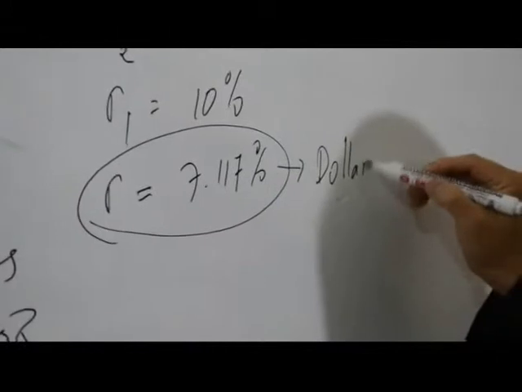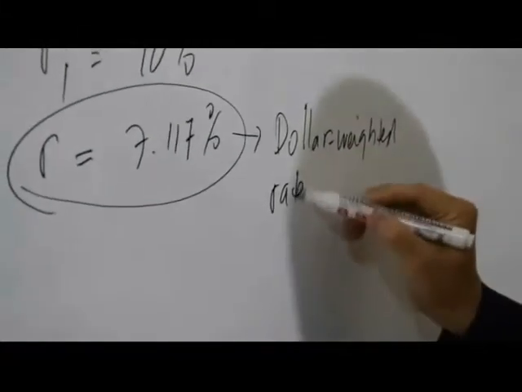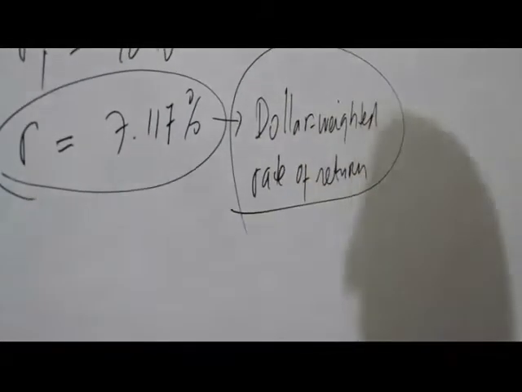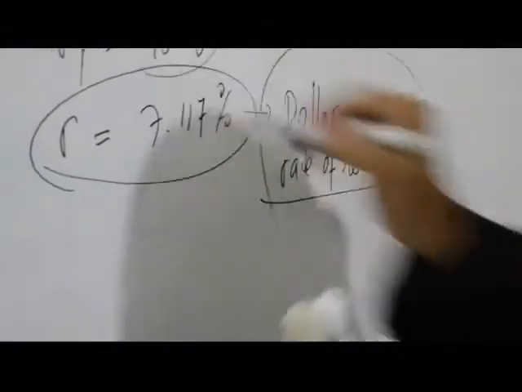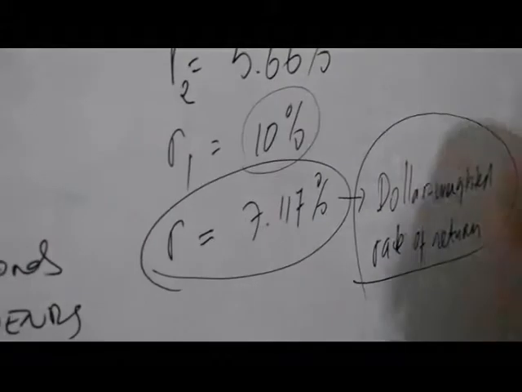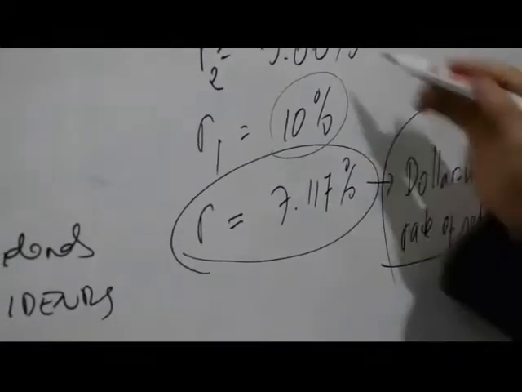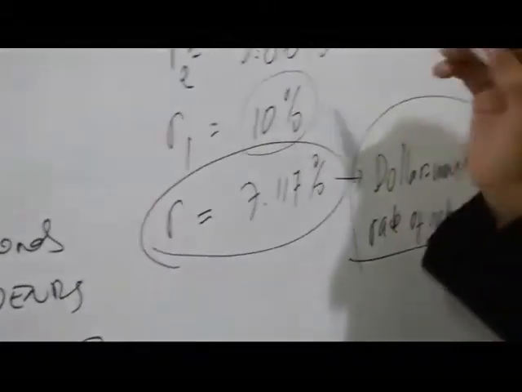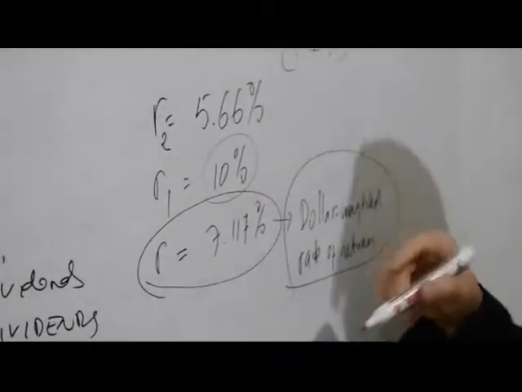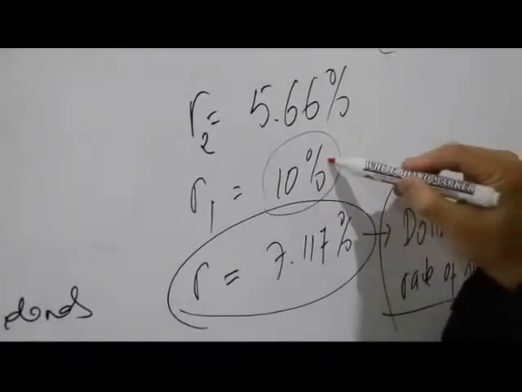This is what we call dollar weighted rate of return. What does it mean? You see, in the first year, you have 10% rate of return. You're happy, you have a big smile on your face. And then the second year, the rate of return goes down, almost half of that, 5.66%. You feel disappointed. And that's reflected in your rate of return.